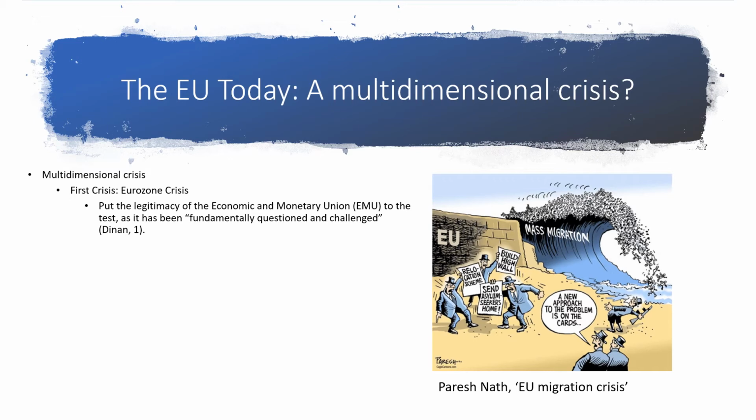The first crisis being the Eurozone crisis. Basically, this has put the legitimacy of the Economic and Monetary Union, the EMU, which is another organization structure part of the European Union, to its test, as it has been fundamentally questioned and challenged. Essentially, this is dealing with the Eurozone, the monetary and euro, and the European Union was founded on economic policies, and so for it to be questioned and challenged today, and for it to possibly not be in agreement among member states is bad.